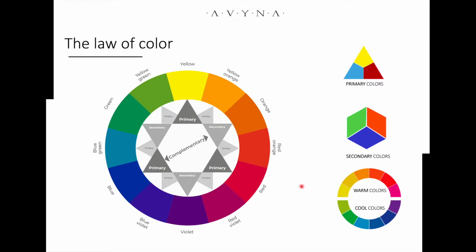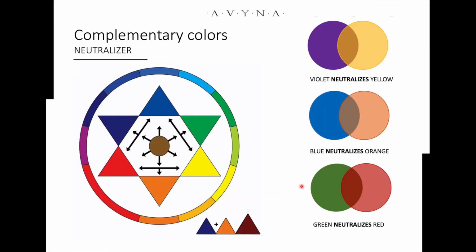Now let's take a look at complementary colors. These colors live opposite to each other on the color wheel, and they are called complementary not only because they complement each other, but because they neutralize each other. So in front of orange you have blue, in front of yellow you have violet, and in front of red you have green.